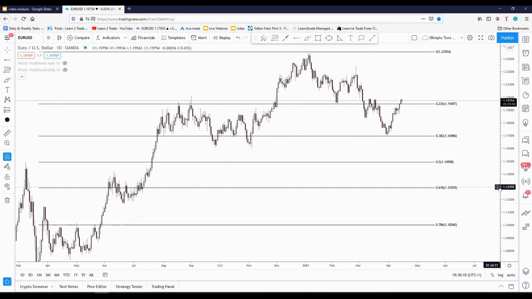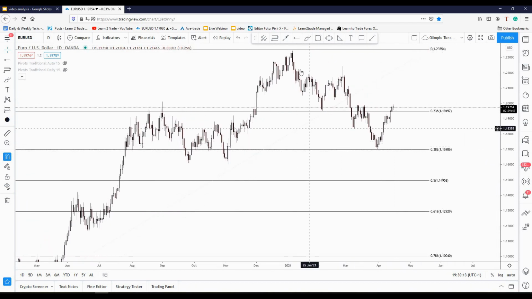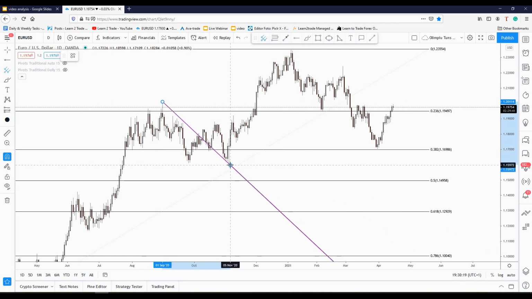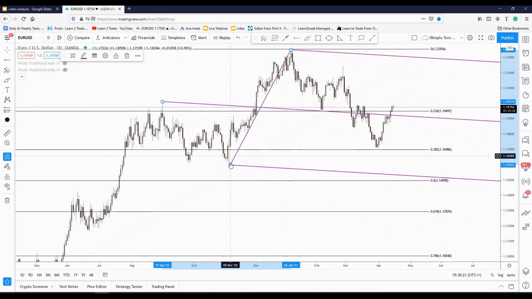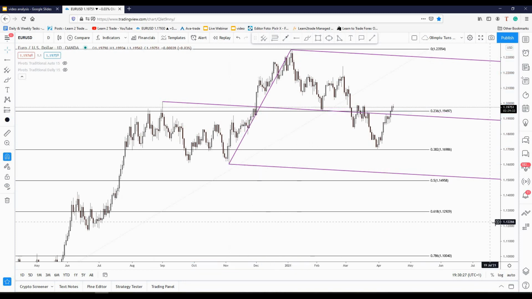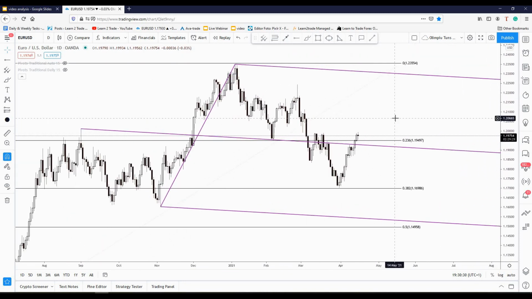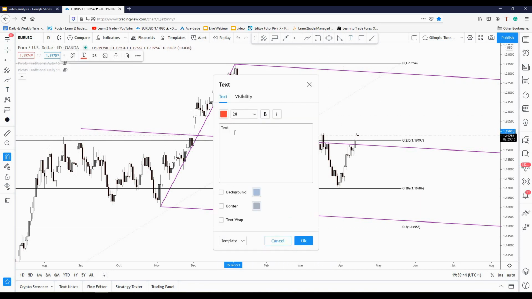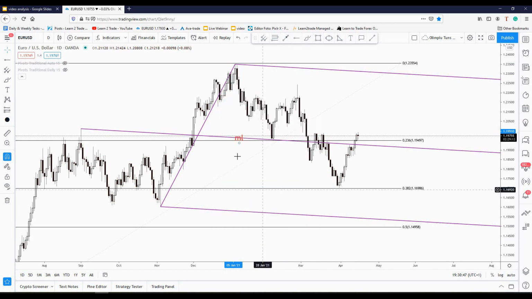Okay, and let's draw a descending pitchfork here, 1, 2, and 3. Now we have a descending pitchfork here on the daily chart, and as you can see, the price decreased right after printing this bearish engulfing. It decreased and reached the first target represented by the medium line of the descending pitchfork.